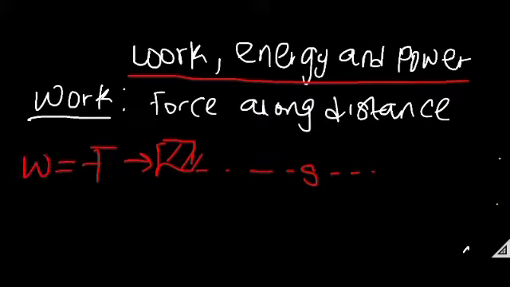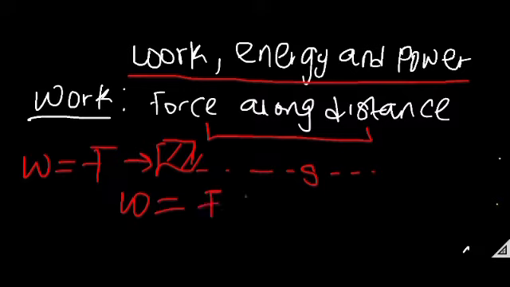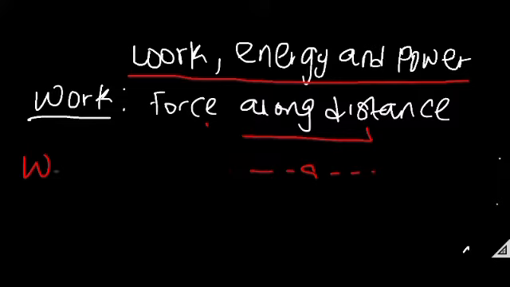Since force and distance are very important in the definition of work, we can say that W is equivalent to force times distance. Which means that work is equal to the product of force and distance. Alright, so keep that in mind and we continue. Work is equal to force times distance.